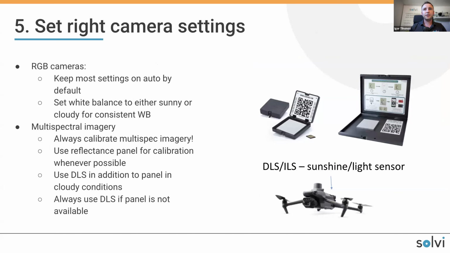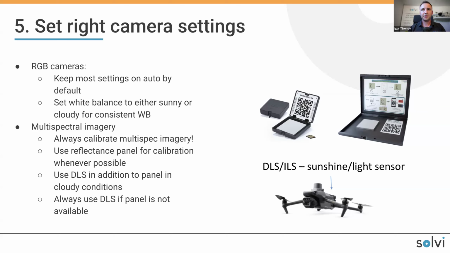And finally, number 5 is the camera settings. For RGB cameras, unless you are an expert and can really tweak the shutter speed and all that, I would recommend keeping most settings on auto and not changing them much. The only thing you might want to tweak is the white balance, changing it from auto to cloudy or sunny, just so that it's consistent throughout the whole flight. That way, if the light conditions change, the imagery doesn't turn out brighter in some spots of the field and darker in others.